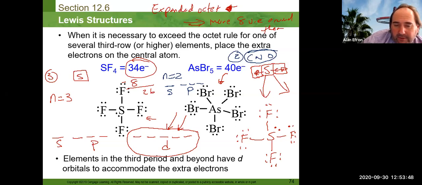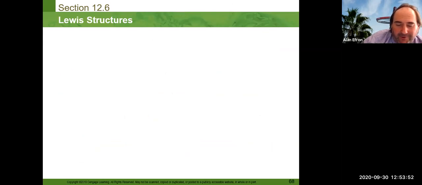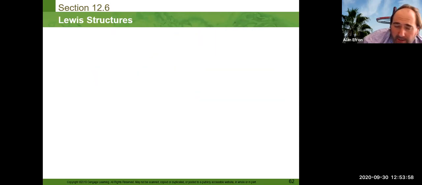And that may also answer a question if you ever looked at Lewis structures in your spare time when you're bored. I don't know why you would do that. But you will sometimes see when people draw SO4 like we did earlier, SO4 2-, and we came up with this structure here, which is a perfectly fine structure.